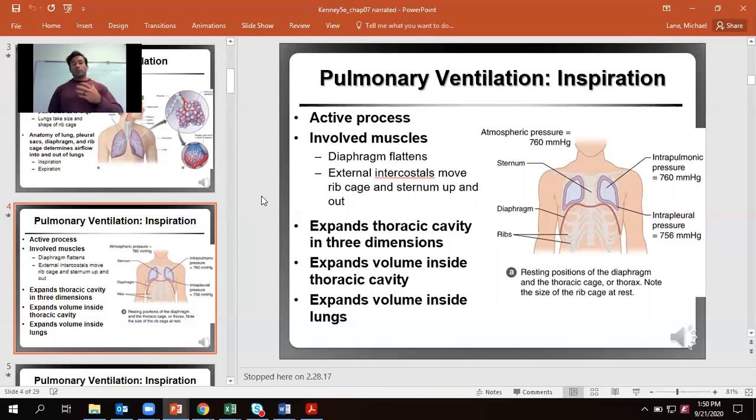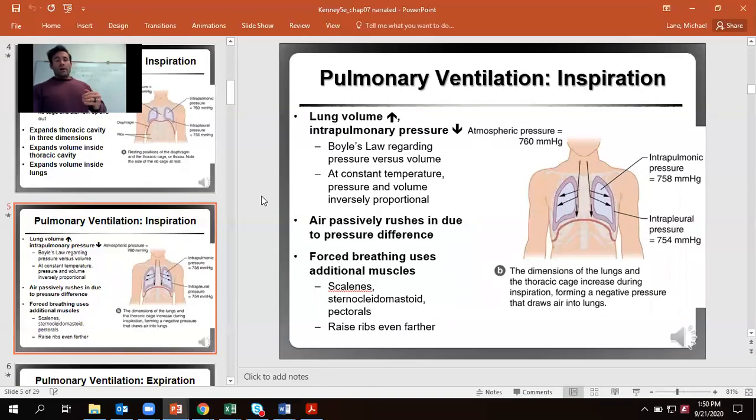Now, breathing in is an active process, and this is going to be the diaphragm pulling down. Our external intercostals are going to contract, moving the rib cage out and up, and we're even going to be using some accessory muscles on occasion when we're really pushing ourselves. This is good because it's, once again, creating that bigger volume, creating that negative pressure, which in turn is going to be pulling air into the lungs.